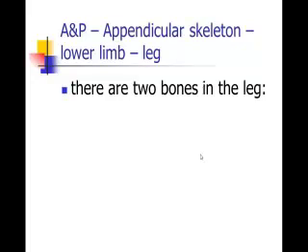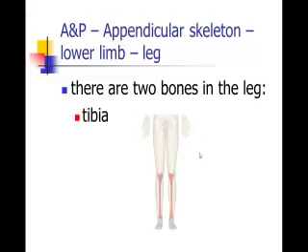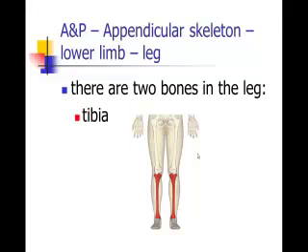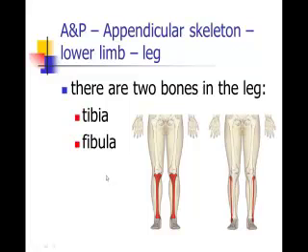There are going to be two bones in the leg. The larger bone is the tibia, and the smaller bone is the fibula. You notice that, wow, there's the tibia. It bears almost all of the weight when you are standing up. The fibula is an accessory. It does help, but it doesn't help a huge amount.